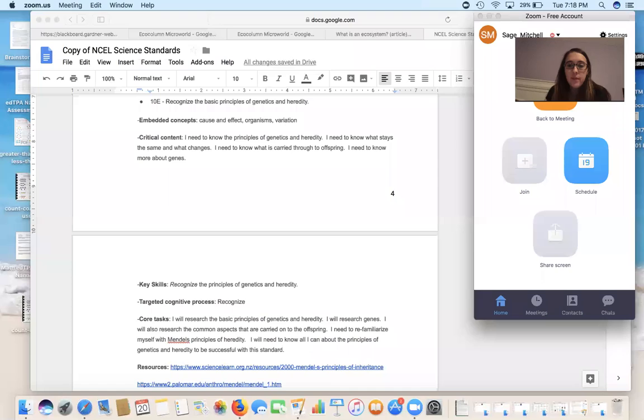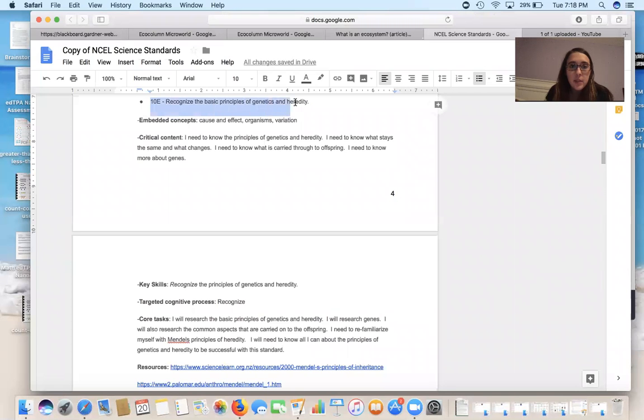Hey everyone, now we're looking at 10E. Science Standard 10E, recognize the basic principles of genetics and heredity. Share my screen. So that was 10E, recognize the basic principles of genetics and heredity.